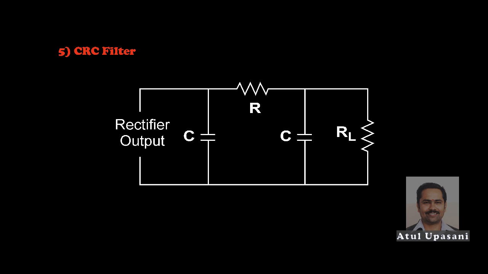So in this way, these filters work to convert a pulsating DC into pure DC.